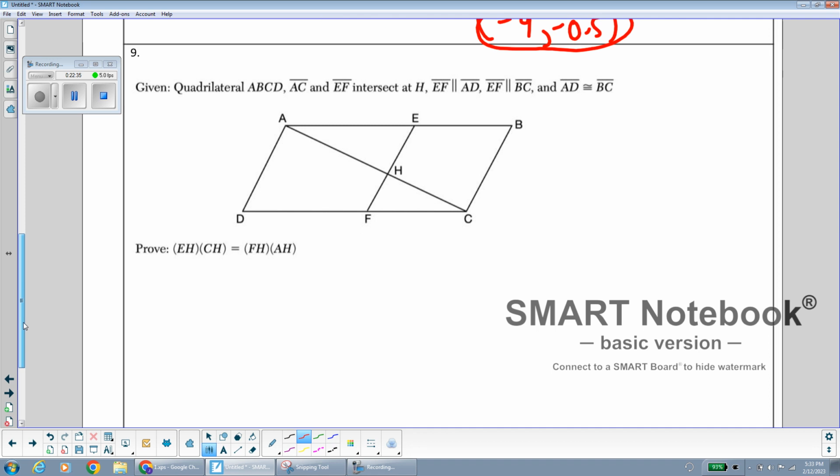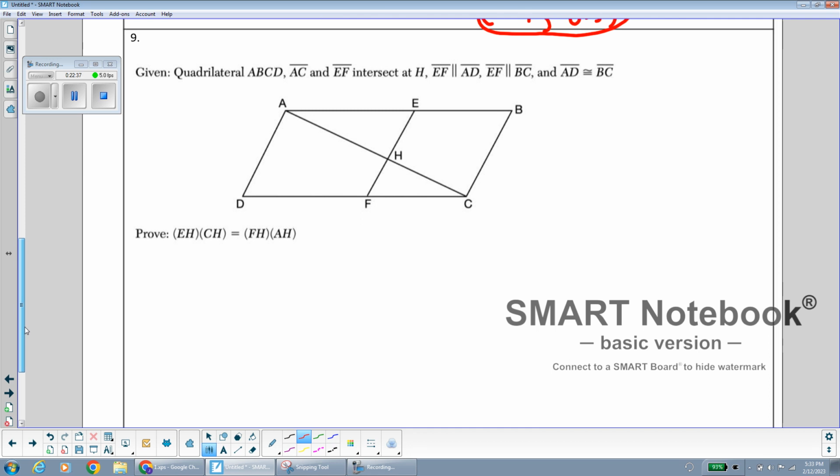Next one, the proof. Okay, oh, this is the harder one. Let's take a look. So we're proving a product. EH is right here. CH is right here. FH, oh, that's attached to CH, so I want to use the same color. So this is one of my focus triangles. And AH, that's right here. So this is one of my focus triangles. So now I know the triangles that I'm going to be proving similar.